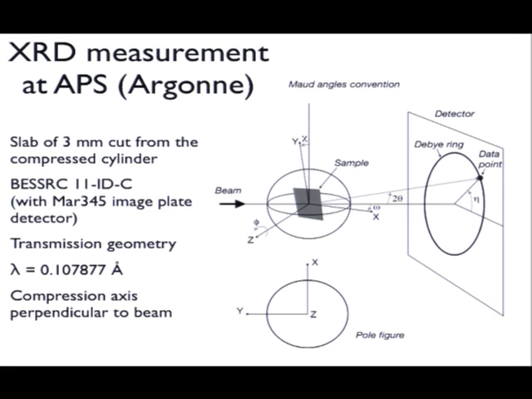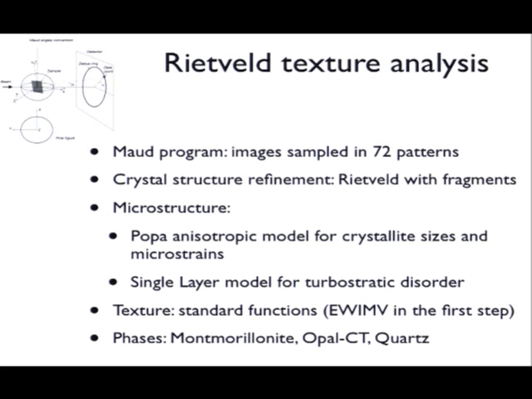Then here, we sample our image. Yeah, we use MAUD, we import the image, sample out, okay? And then we use, for the microstructure, that is the big problem, actually we use anisotropic crystalline size microstrain and the single layer model of UFER.